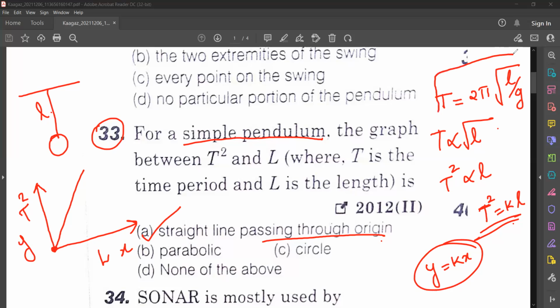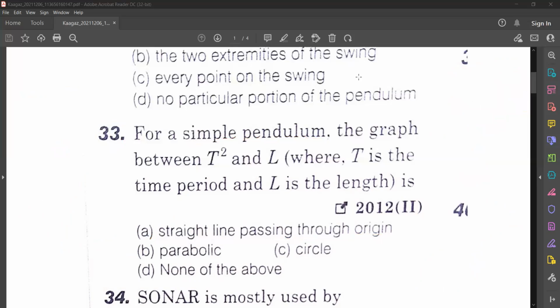So you have to note the equation for time period of simple pendulum, 2 pi root of L by g, then understand the relation, then copy it down. Next question. Question number 34.